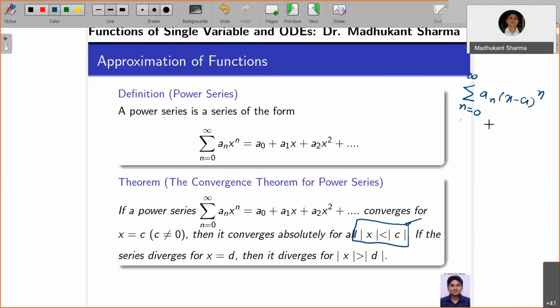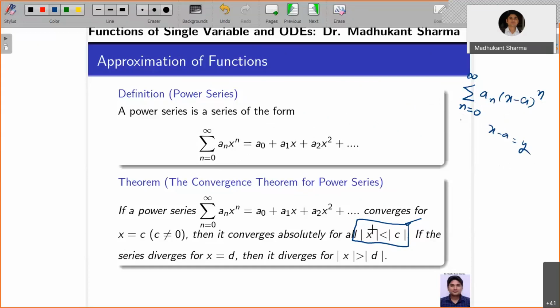Okay, so you can take (x minus a) by y, then it will be entirely this series only. So x equals y plus a. So convergence or divergence you can talk about in a similar manner here. Now instead of x here, you have x minus a equals c. Whenever x is there, you replace x by x minus a.